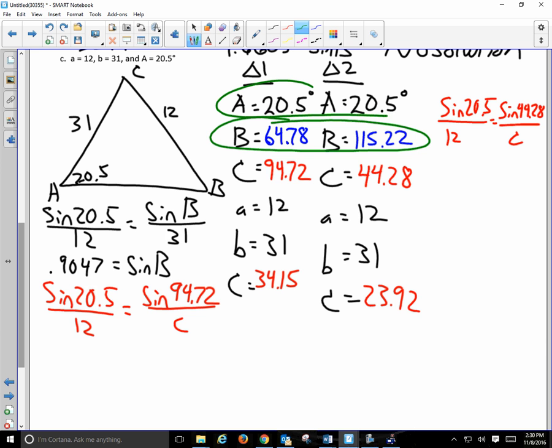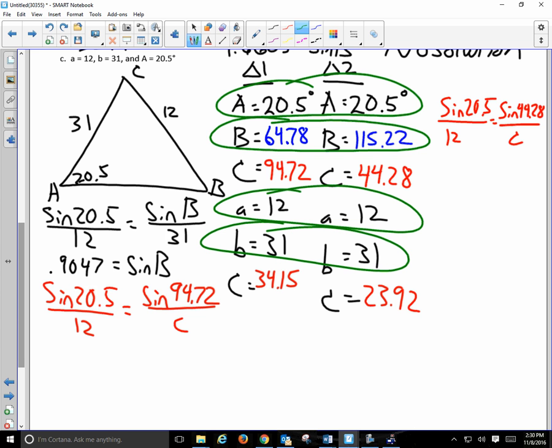Yes, so this angle was given, it's the same. This side was given, it's the same. This side was given, it's the same. Otherwise, the red is totally independent, and you see the blue is where we had a crossover. Okay? Good questions.